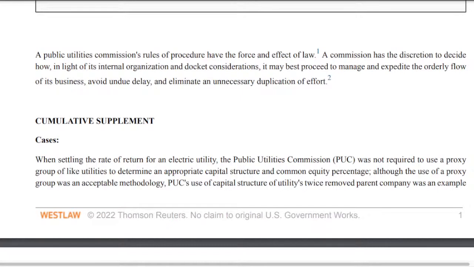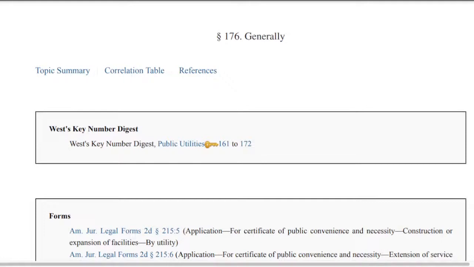Okay, let's read this one here real quick. A Public Utilities Commission, which section is this, by the way, so we know? Back to generally, section 176.